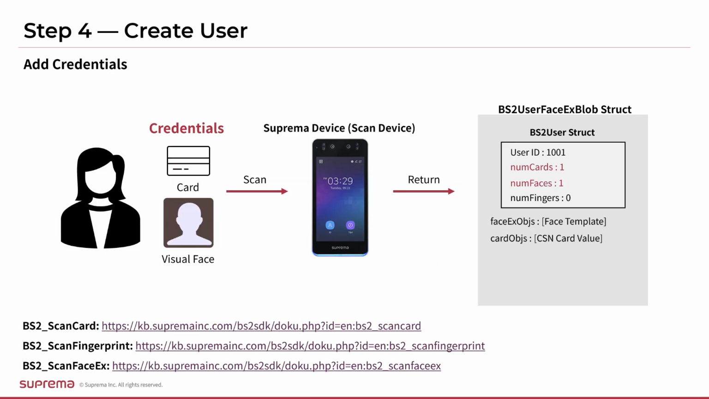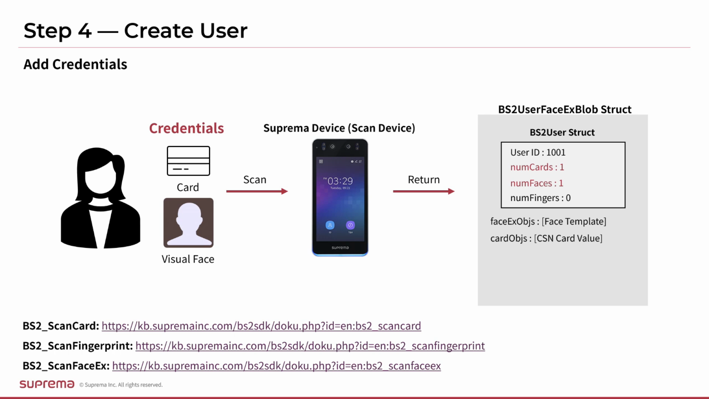At this point, we're ready to add credentials to the user. Supported credentials include card, fingerprint, face or visual face, PIN, and barcode or QR code. The available credential types depend on the device's capabilities. In our code, we check which credential types the device supports before scanning. If a credential is not supported, the scan is skipped. In this webinar, we're using BioStation 3, so we scan a card and a visual face.